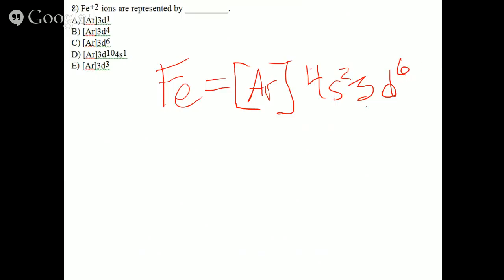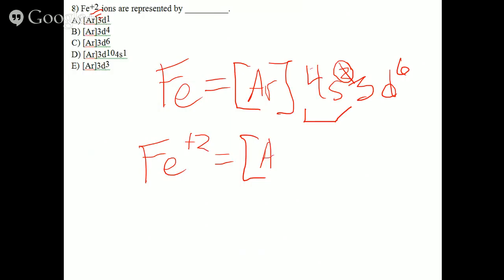Now, the question is, well, where do these electrons that are getting lost come from, right? Well, you might think, well, let me take them from the d sublevel because I added them last. Wrong. The electrons are going to be lost by the outermost principal energy level. So the 4th energy level is where we're going to lose the 2 from. So we're going to lose those 2. So the Fe plus 2 is going to equal Ar, and then we're left with just 3d6, which would be choice C.